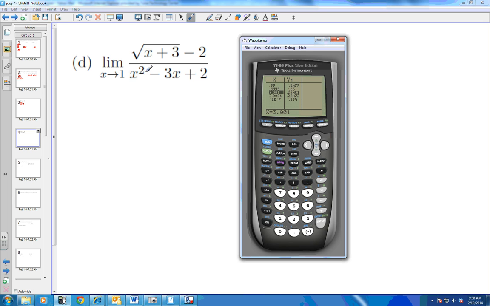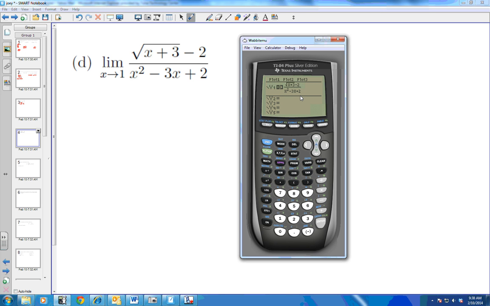But I also need to check numbers coming in from the right-hand side. So numbers really close to 1 from the right-hand side would be 1.001 and 1.00001. And D, let me see here. I must have typed in this wrong because I think I'm supposed to get no solution on this one. Let me look at my y equals again. X minus 2, x squared minus 3x plus 2.